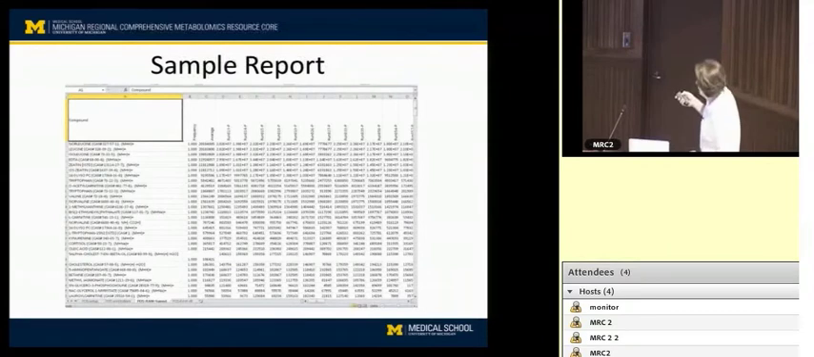So I just want to point this out. If you get reports from us, you're going to see 1 or 2 or 3 different kinds of data that come out. You'll see named compounds, and so you'll just have your named compounds here, your samples across the top, and your areas here.